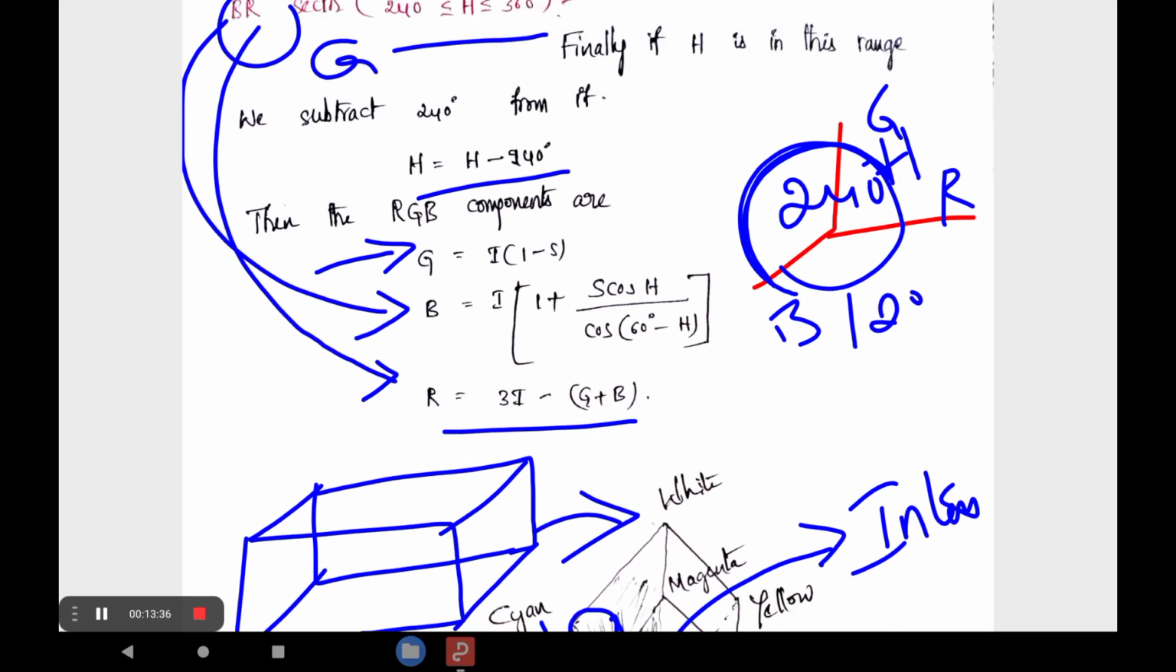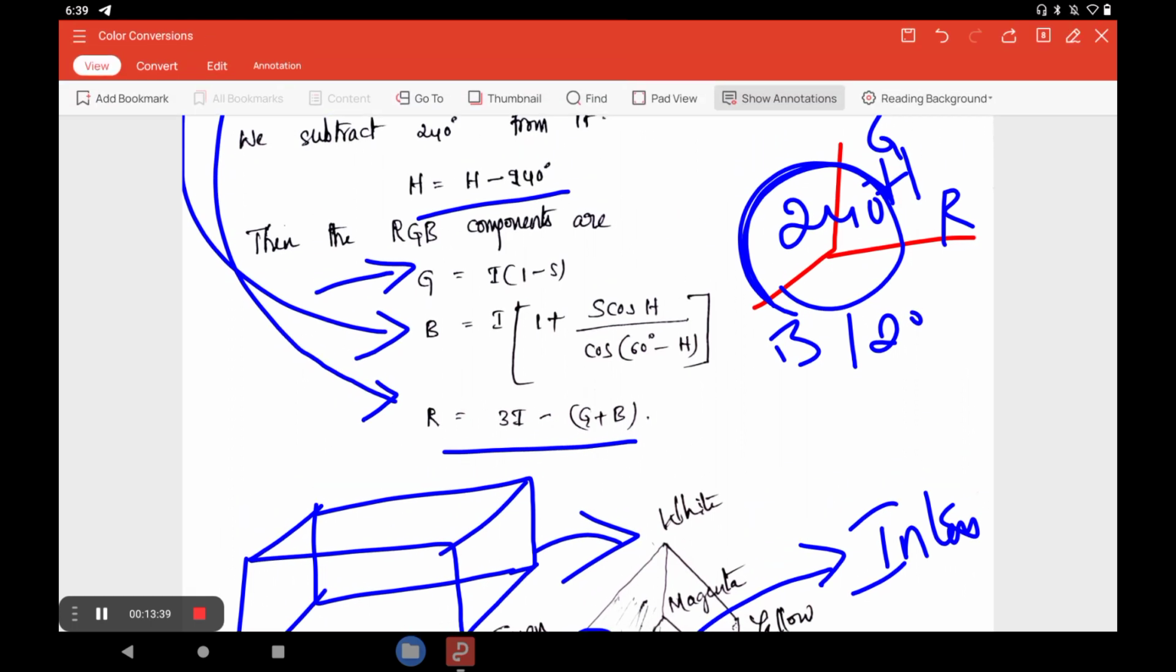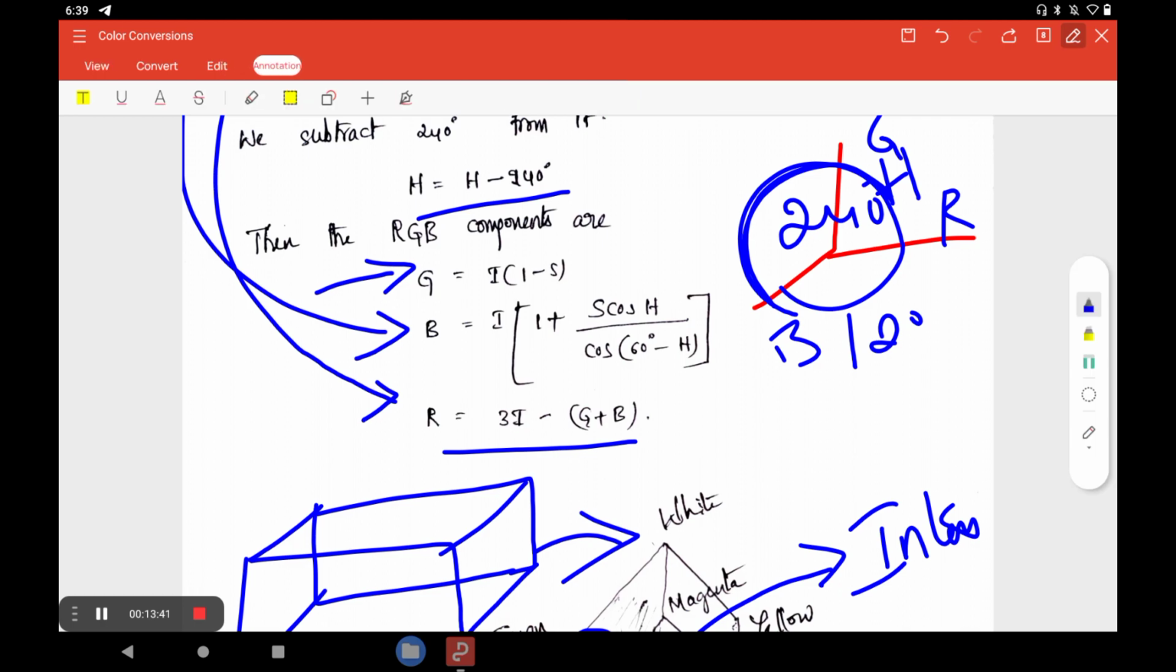I think all of you have sufficient data for this. I is the intensity value you can get from the given data. H is the corresponding range based on the sector, and cos is the angle normal. This is how we convert from HSI colors to the RGB space also.